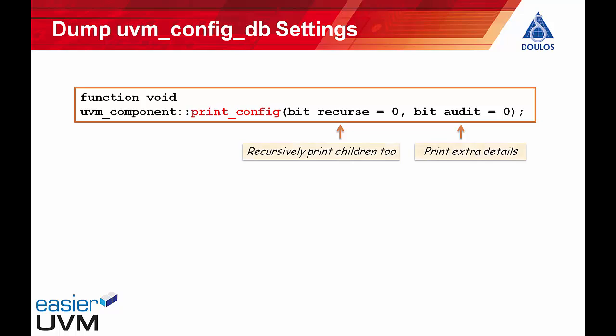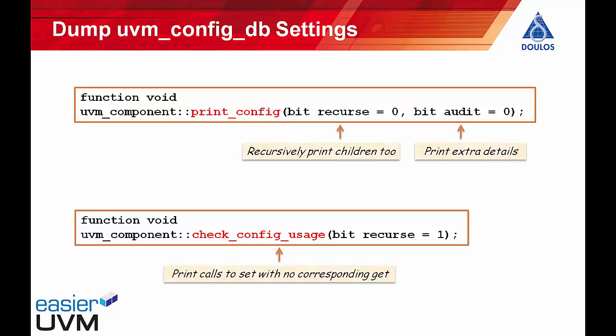Finally, there's a couple of utilities that you can use for debug. UVM component has a print config method, and print config prints out all of the configuration settings that apply to that specific component in the configuration database. There's a couple of flags that you can pass to arguments. If you set the recurse bit to 1, that recursively prints out the same information for all of the children of the given component. And if you set the audit bit to 1, then it prints out an audit trail of all the calls to set and get for each component. That's quite verbose, but it can be useful for debug.